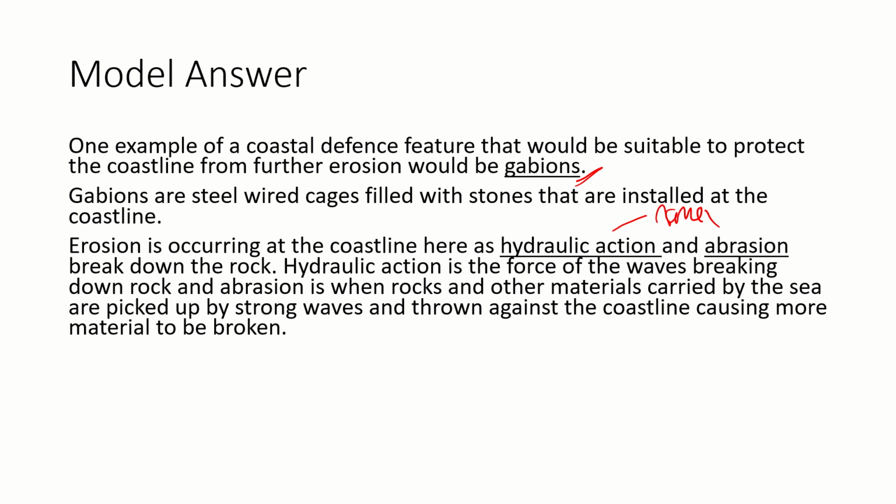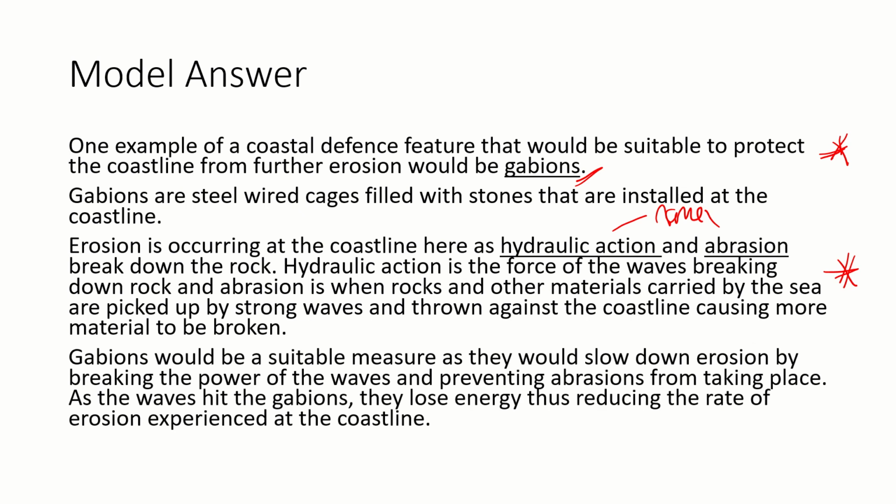Next thing I need to do now is explain how these gabions would reduce these processes of coastal erosion. So gabions would be a suitable measure as they would slow down erosion by breaking the power of the waves and preventing abrasions from taking place. As the waves hit the gabions, they lose energy, thus reducing the rate of erosion experienced at the coastline.